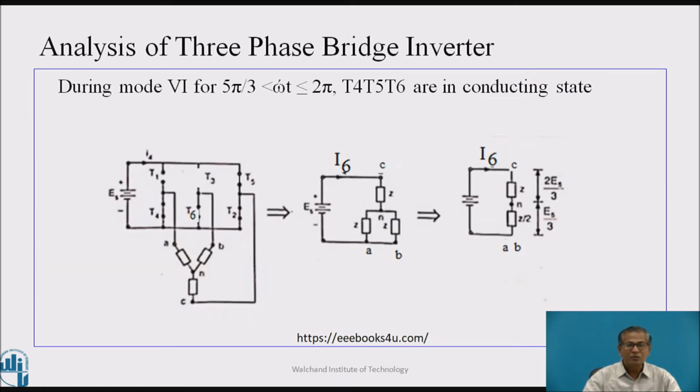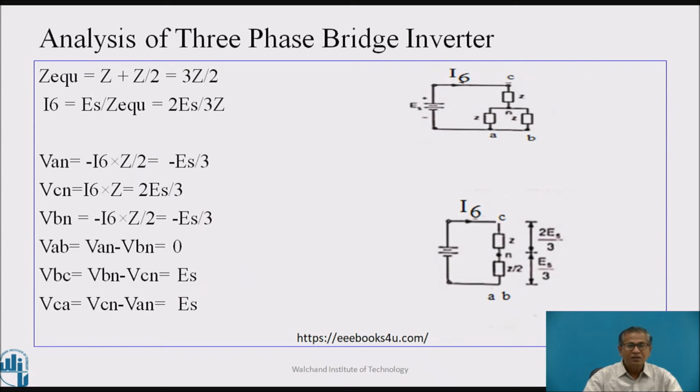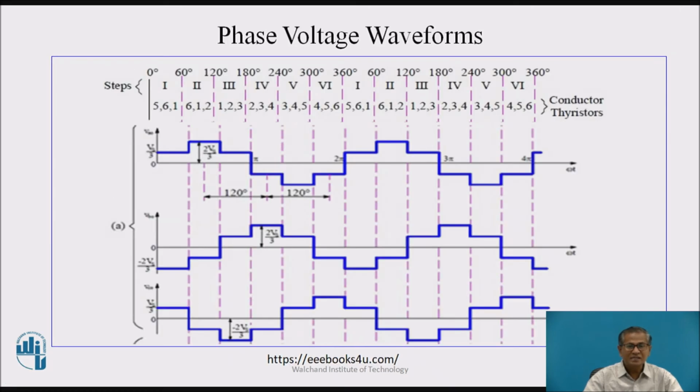And the last mode, in this mode, omega t is greater than 5 pi by 3 and less than 2 pi. In this mode, T4, T5, T6 are in the conducting state. In this mode, I6 is equal to 2 ES upon 3Z. So, VAN is equal to minus ES by 3, VCN is 2 ES by 3, VBN is minus ES by 3. VAB is equal to 0, VBC is equal to ES, and VCA is equal to ES.